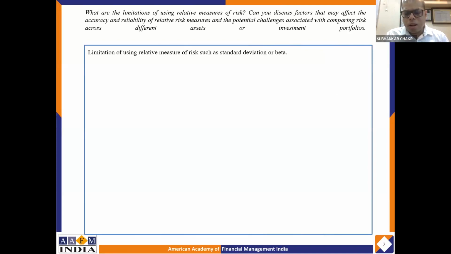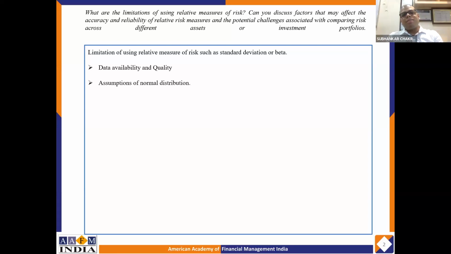for that matter. All right, so the first one is data availability and quality. Now, relative risk measures are based on historical data. And there are many instances in case of many asset classes where the historical data which are available are not of a very high quality, and sometimes they are not available at all. And that scarcity of data or accurate data can create some sort of discrepancy, and that will lead to a risk assessment which will not be accurate. So that is one limitation that you have on using relative measures of risk, such as standard deviation.